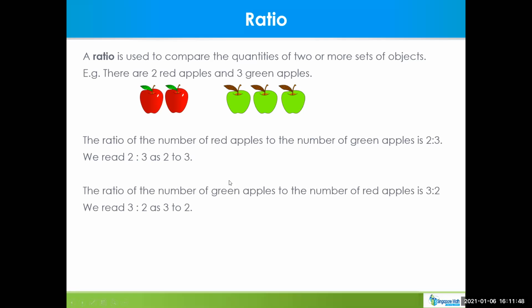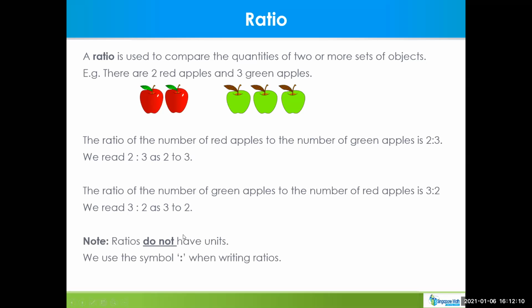So this is how you can see ratio in your everyday life. Now the ratio of the number of green apples to the number of red apples is 3:2. So we read it as 3 to 2. Now, have you got any questions so far? Or is this crystal clear? Anne, have you got any questions?